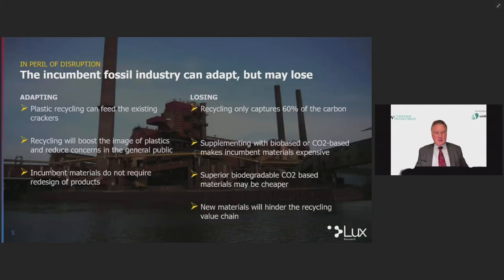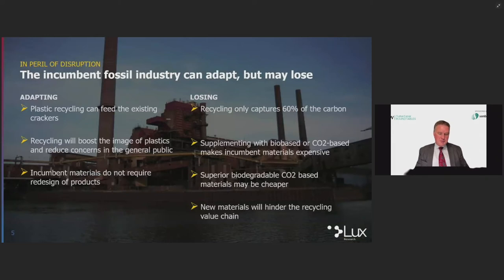if the world is switching to a circular carbon economy, then the source of carbon will be either carbon dioxide or biomass, and there will be cheaper methods of processing those than adapting the incumbent infrastructure. So you're vulnerable to disruption, because you cannot sustain the industry just on recycling. You will lose about 40% of the carbon doing that. So you need a supplement.